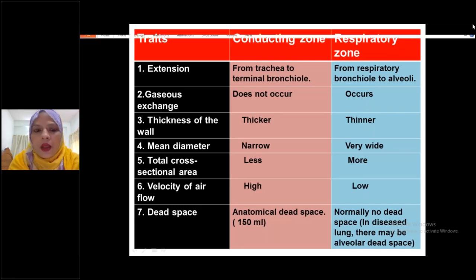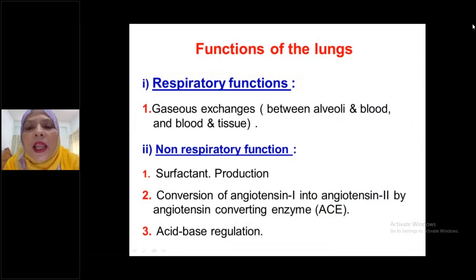Okay, now functions of the lung. This is a very common SCQ question, that is a written question. Several times this question came under Chittagong University and Chittagong Medical University. This is a very common written question. Also, this is equally important for the viva exam. What are the respiratory functions of the lung or non-respiratory functions of the lung? That is, as a whole, the functions of the lungs.